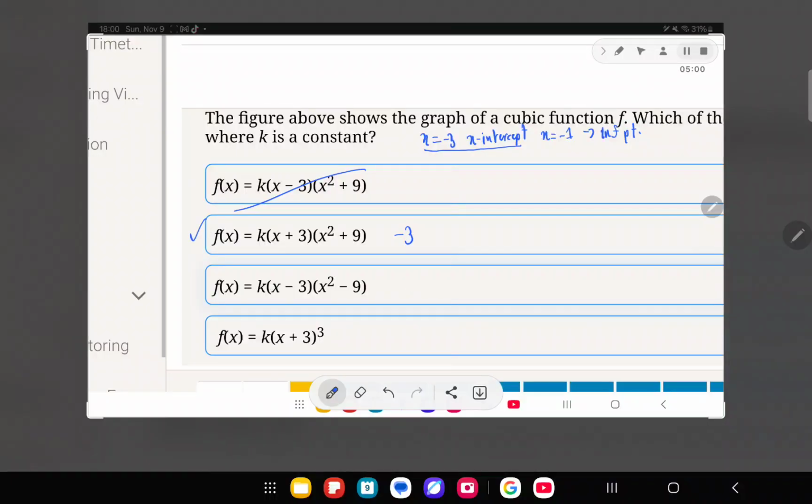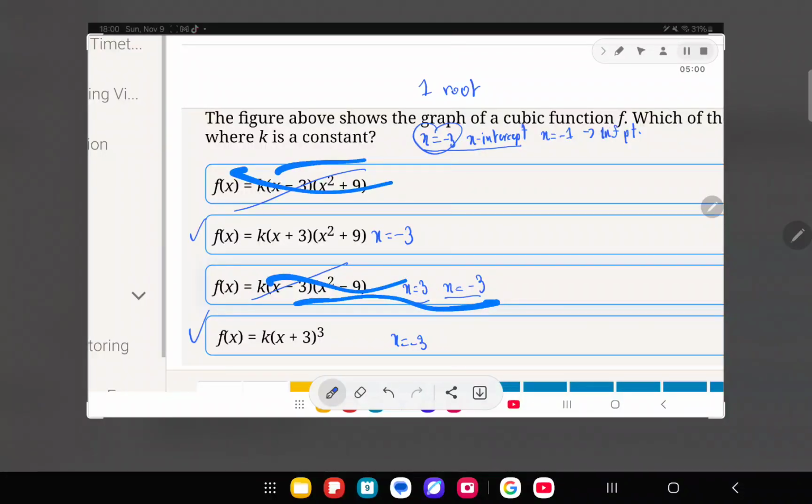Over here, it's x equals 3 and x equals minus 3. Although it has x minus 3, there's also x equals 3. And over here, there's only one root, and that is x equals minus 3, meaning that this is not possible. Here, x equals minus 3 is a root, which means that this is also another possible one. So we can now discard these two. These two are wrong, guaranteed.